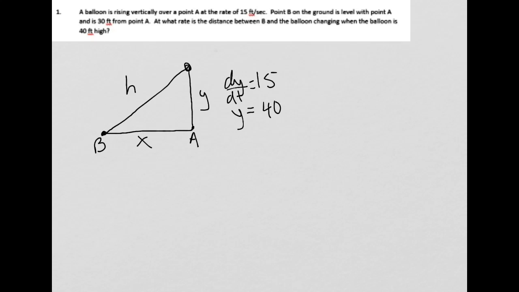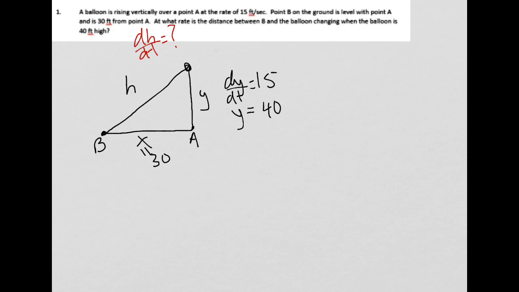X is not changing. B is not moving side to side, so X is just always going to be 30. That's not a snapshot number. And then H is unknown. We don't know what H is. But we do want to know, it says, at what rate is the distance between B and the balloon changing? So that's this thing. So we're looking for dH/dt equals what? That's what they're asking for.